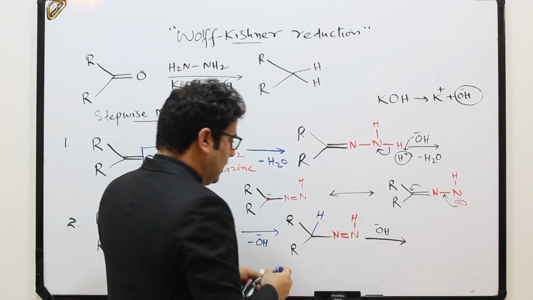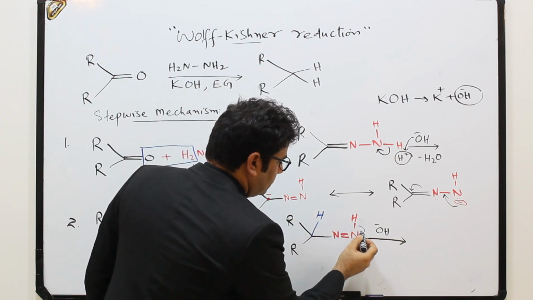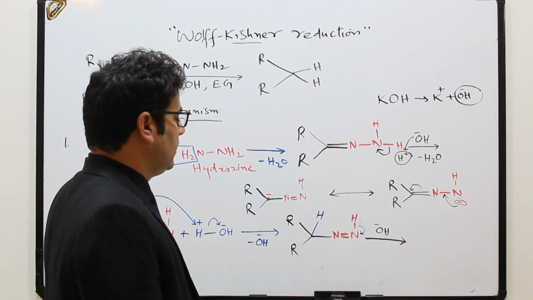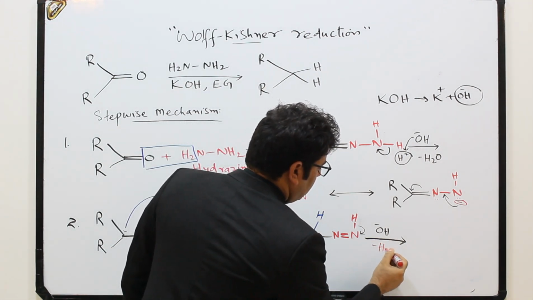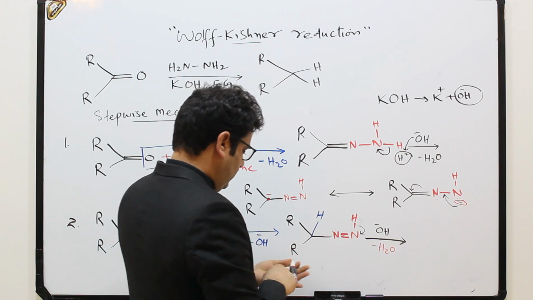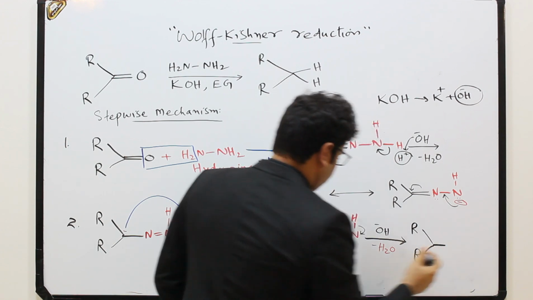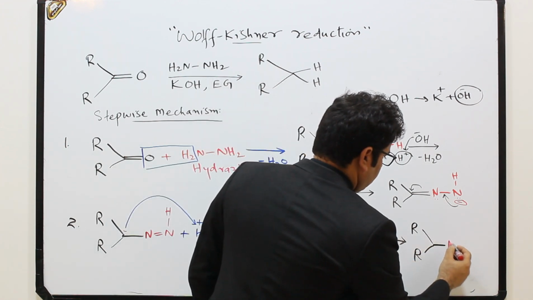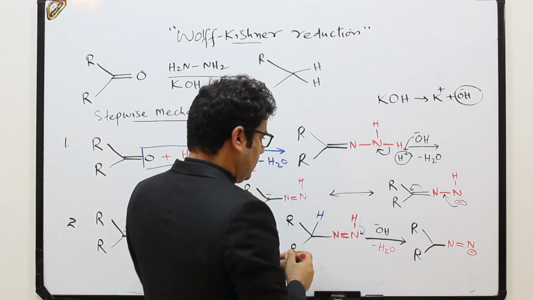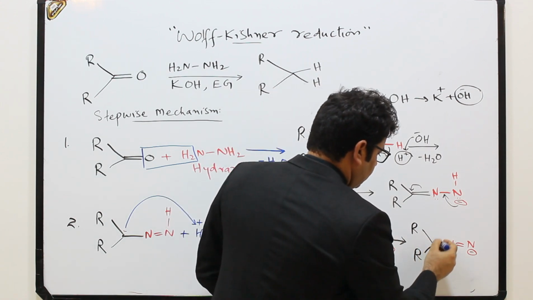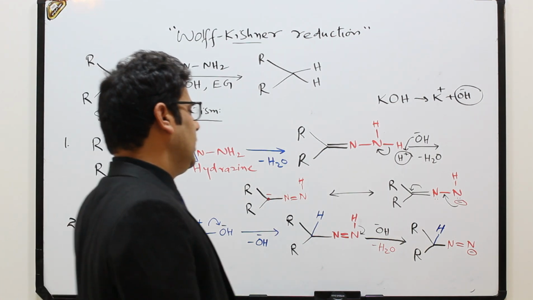So if that happens, what will happen here? Let me show you. It will bring a negative charge on nitrogen. So what will be released? H2O. Here will be N double bond N, and there will be a negative charge. And here is already oxygen. This is a carbanion, this negative charge on the molecule.